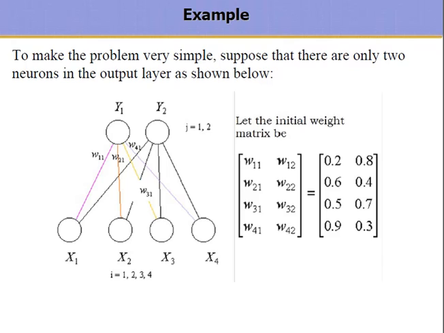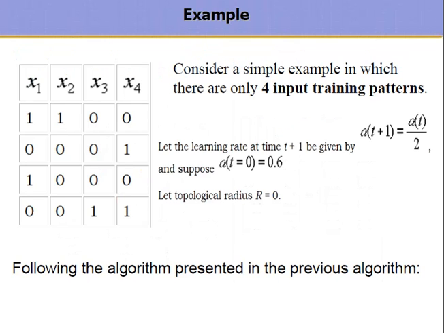So once we have these weight vectors initialized, then we can consider different training patterns in order to calculate the weights. Consider a simple example in which there are only 4 input training patterns. For this example, we have these 4 training patterns.